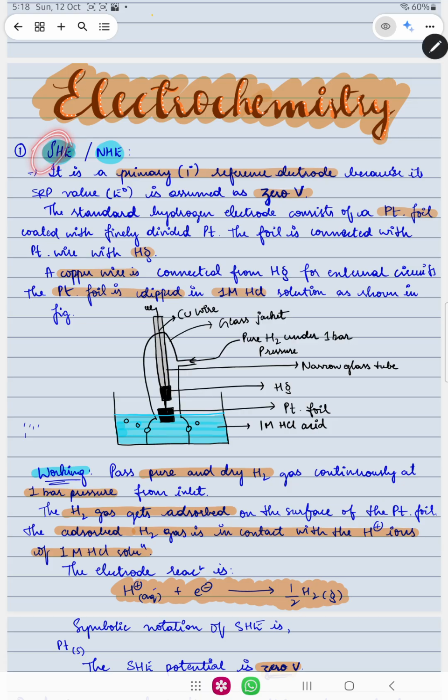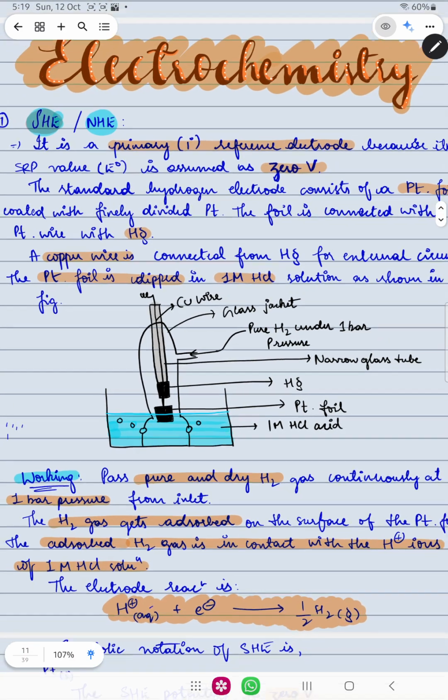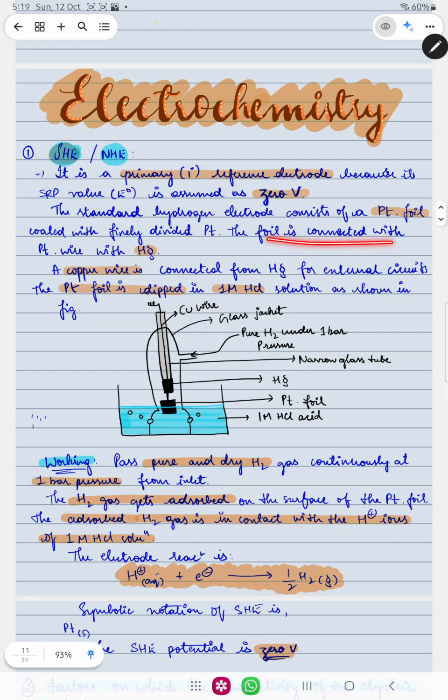So first, standard hydrogen electrode, we are gonna know about that. It is a primary reference electrode because its SRP value is assumed as 0 volt. The standard hydrogen electrode consists of a platinum foil, as you can see here, coated with finely divided platinum. The foil is connected with the platinum wire with mercury.